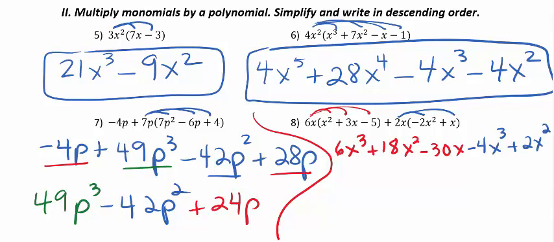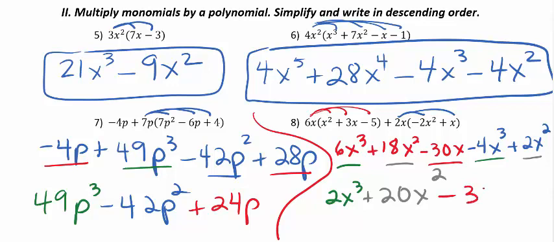Now we're going to go ahead and combine like terms and write in descending order. We can combine our x cubes together. 6x cubed minus 4x cubed is going to give us 2x cubed. Then we'll combine our x squares together. 18x squared plus 2x squared gives us a 20x squared. And then our minus 30x doesn't have anyone to combine with, so we can just bring it down.